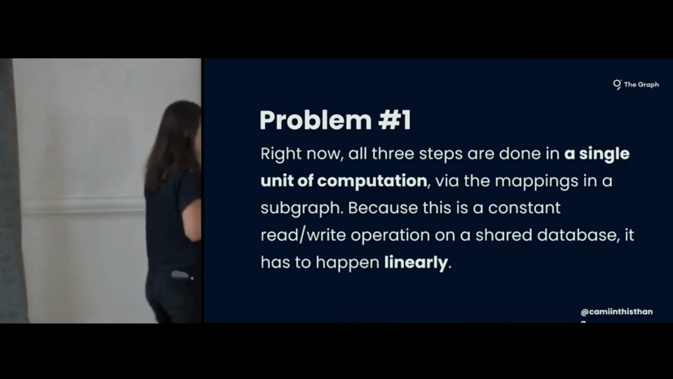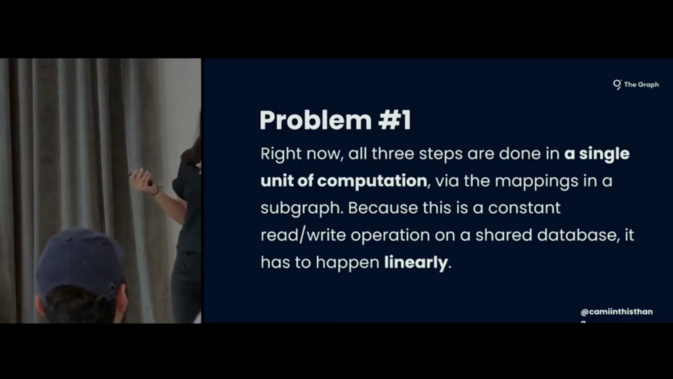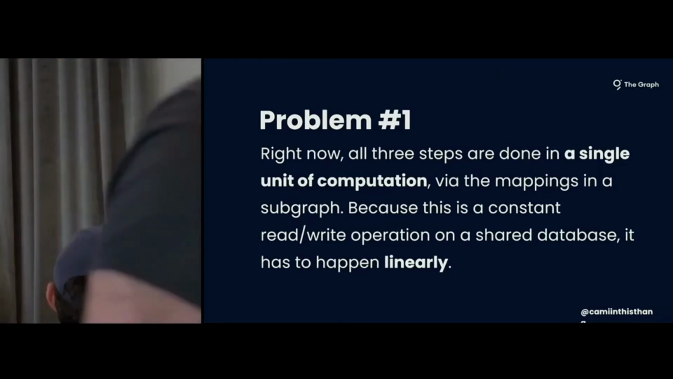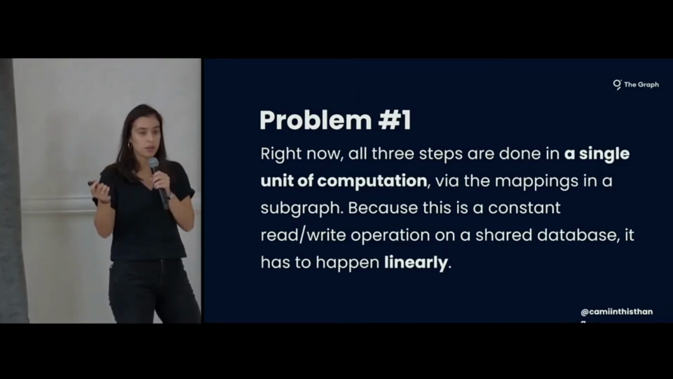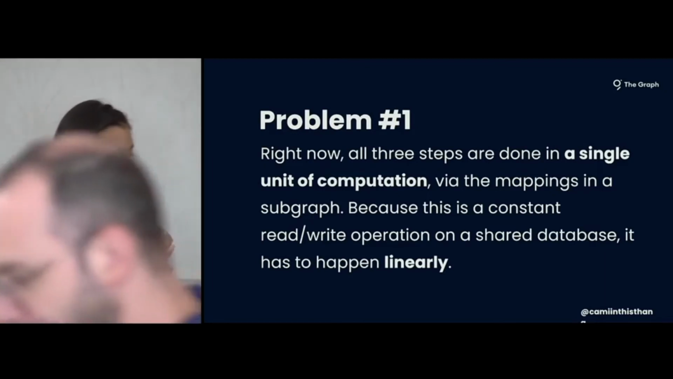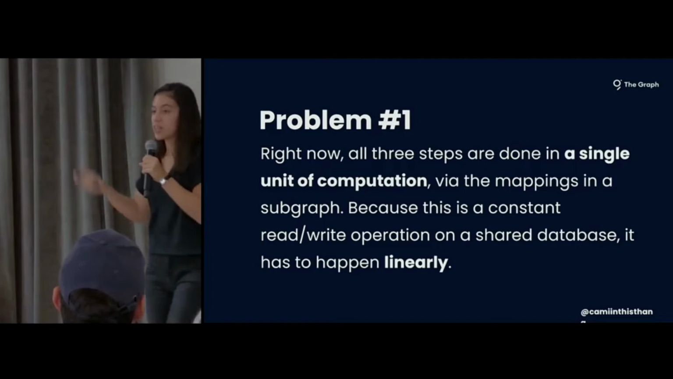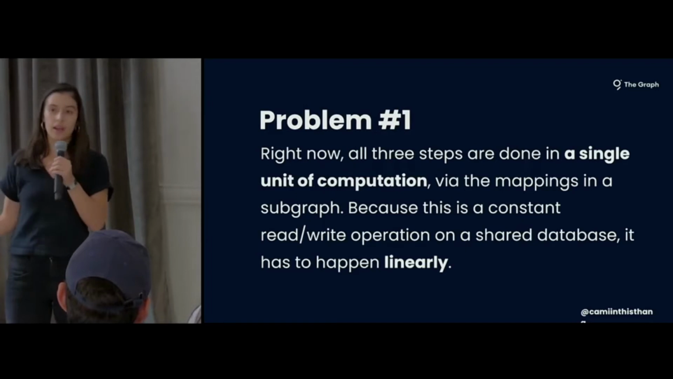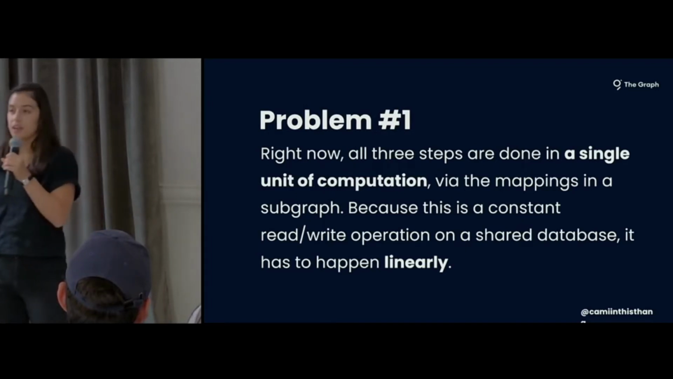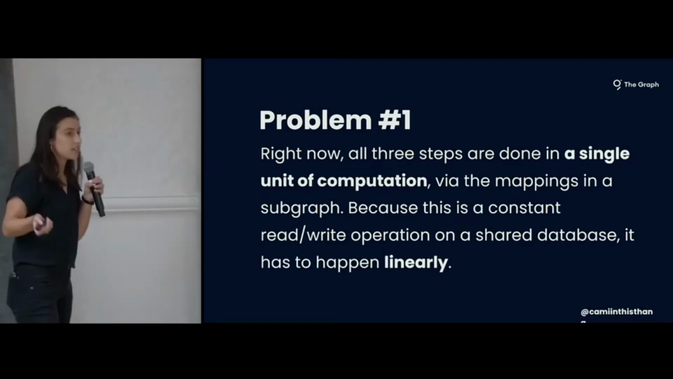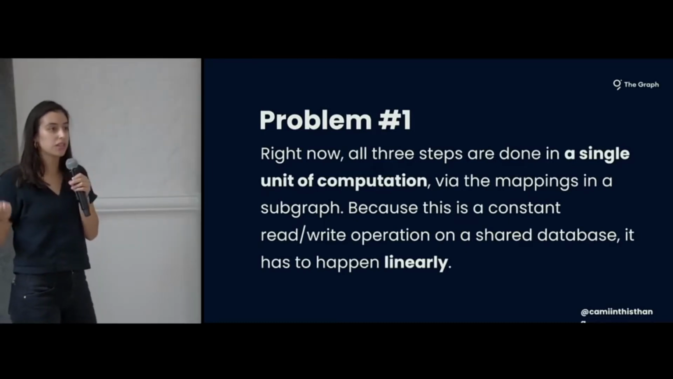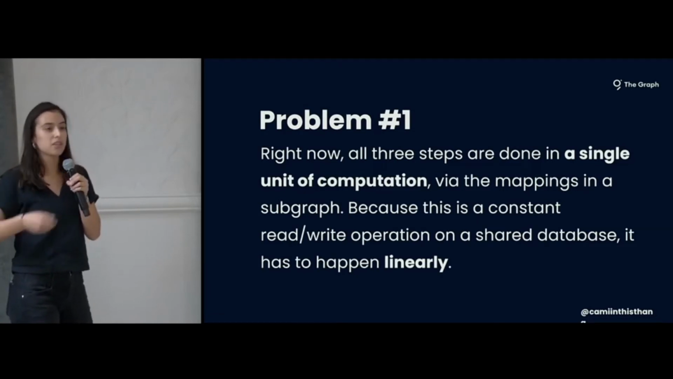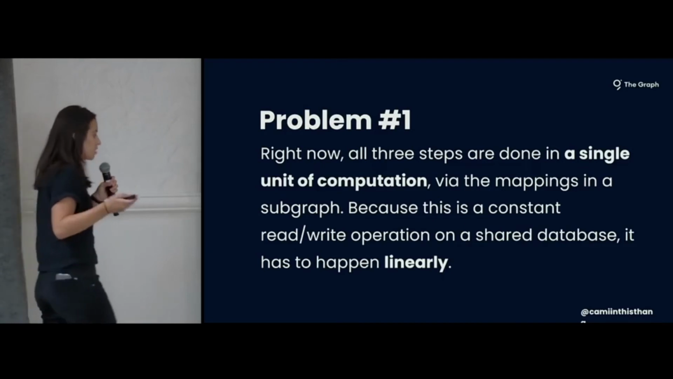And the problem in this specific case is that all of these steps in the ETL pipeline, the way it stands with the graph and with subgraphs, are all done in a single unit of computation in these mappings, in these transformers, in these resolvers that we talked about. You can call them transformers. Because it all happens in one unit of computation, this has to be done linearly. So when you're talking about 15 million blocks times at least 70 transactions, that's a lot to go through linearly. And computer science people in here, O(n) is never good, especially when we're talking about something this big that's going to continue to grow.